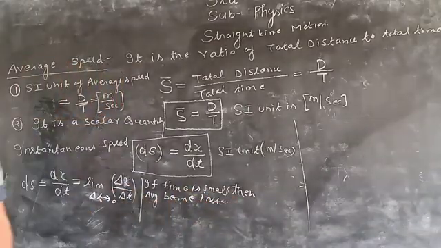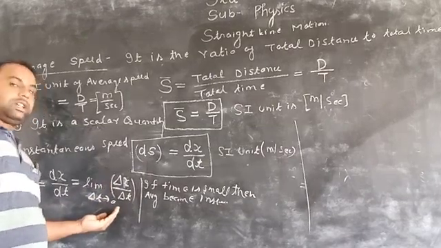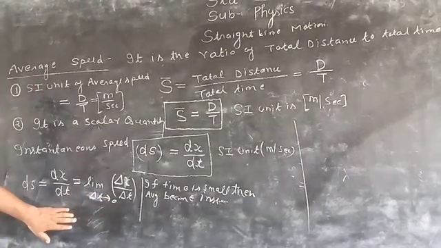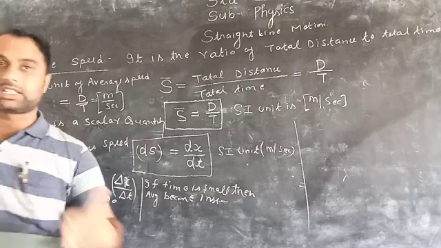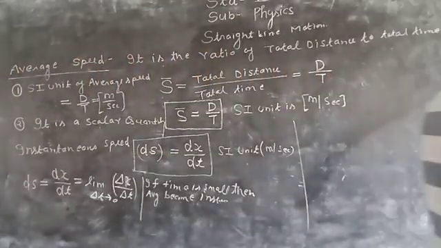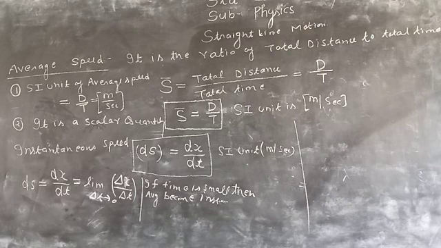This is the important aspect, so we have to remember that the average value becomes the instantaneous value when the time interval is so small. Then this is to be converted into instantaneous speed. That is the major difference. If the differential time is very small as compared to a long period of time, then all the average values we have to convert into the instantaneous values.